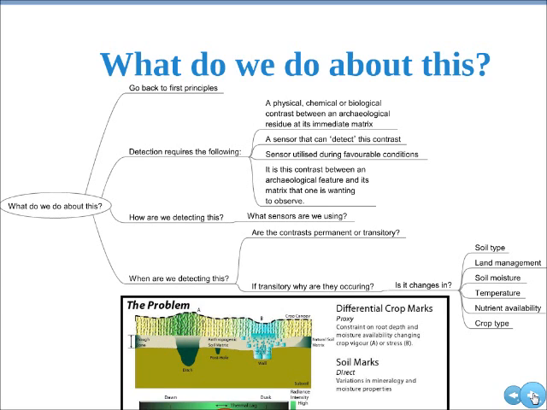Then it's the timing. When are we detecting it? Are the contrasts permanent or transitory? We don't really know. Well, we do know in some instances, but we don't have a good understanding of the whole dynamics and the whole process. So we need to get a handle on all of these processes associated with detection.